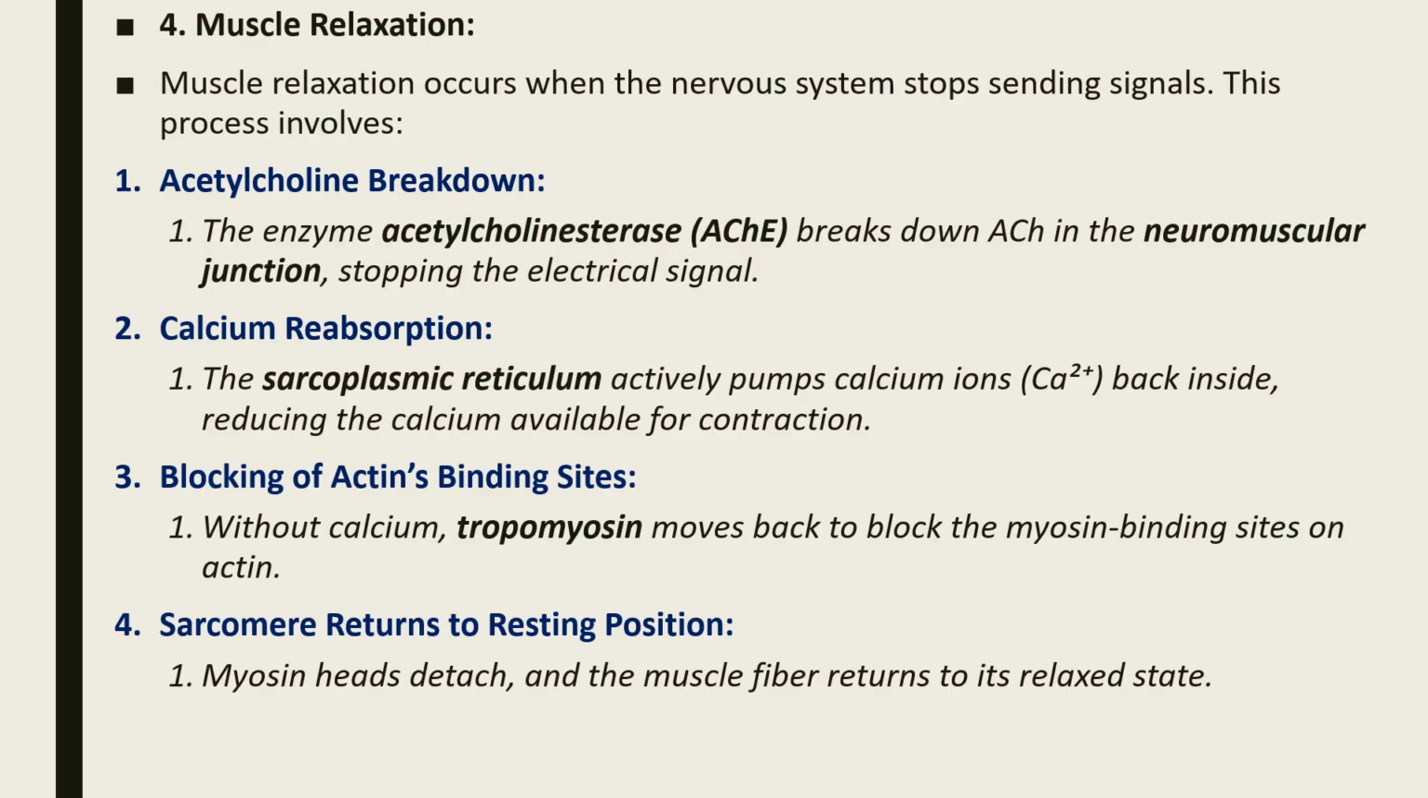Number 4 is muscle relaxation. Muscle relaxation occurs when the nervous system stops sending signals. The process involves acetylcholine breakdown, calcium reabsorption, blocking of actin's binding sites, and the sarcomere returning to resting position.